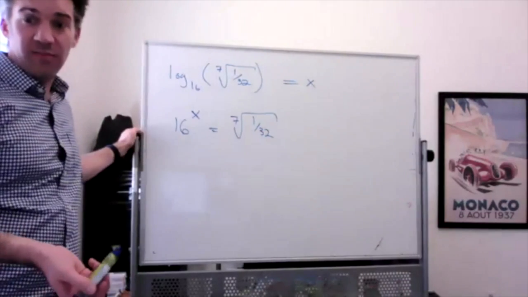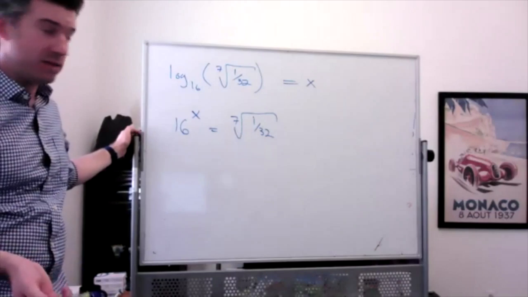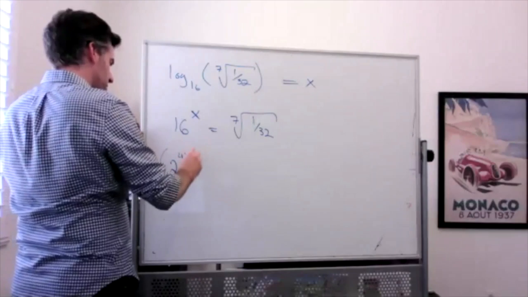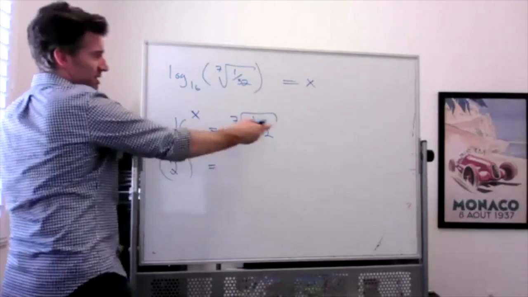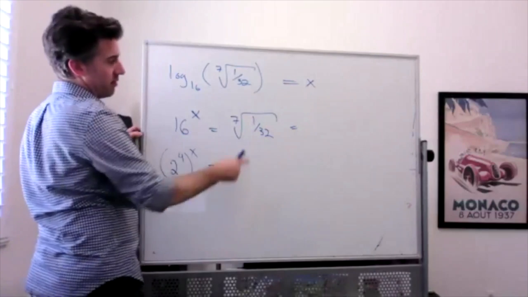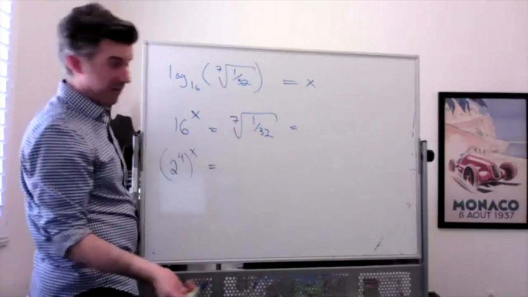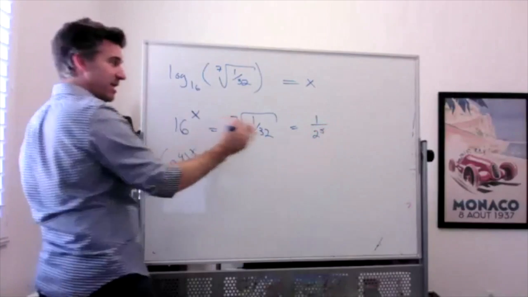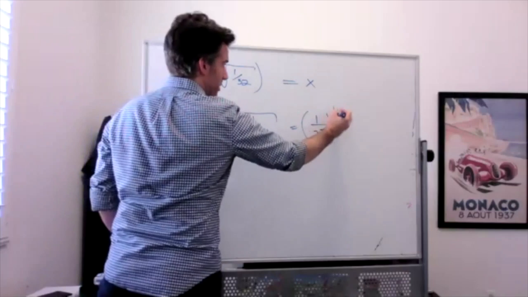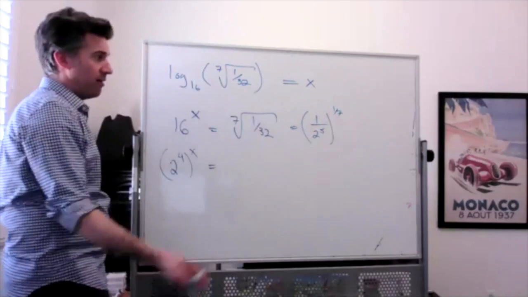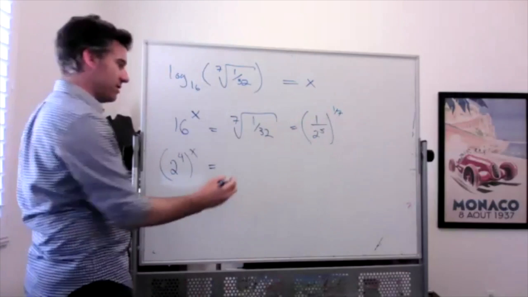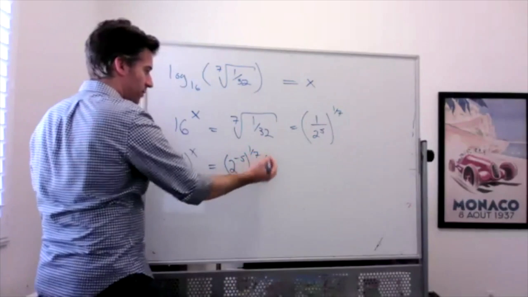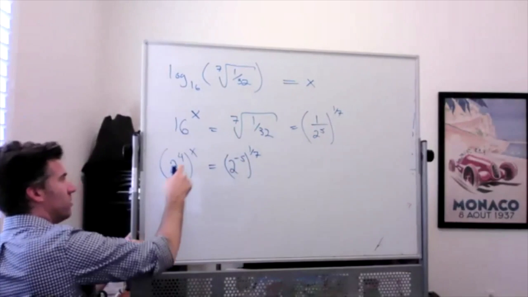Okay, so I'm definitely going to try and write both of these sides as powers of a common base. 16 is 2 to the 4th. And this is, all right, so first of all, 32 is 2 to the 5th. So I'm going to write this as 1/2 to the 5th. And instead of writing it as the 7th root, I'm going to write it as the 1/7 power. And then I'm going to bring up the 2 to the 5th as 2 to the -5th, still to the 1/7 power.